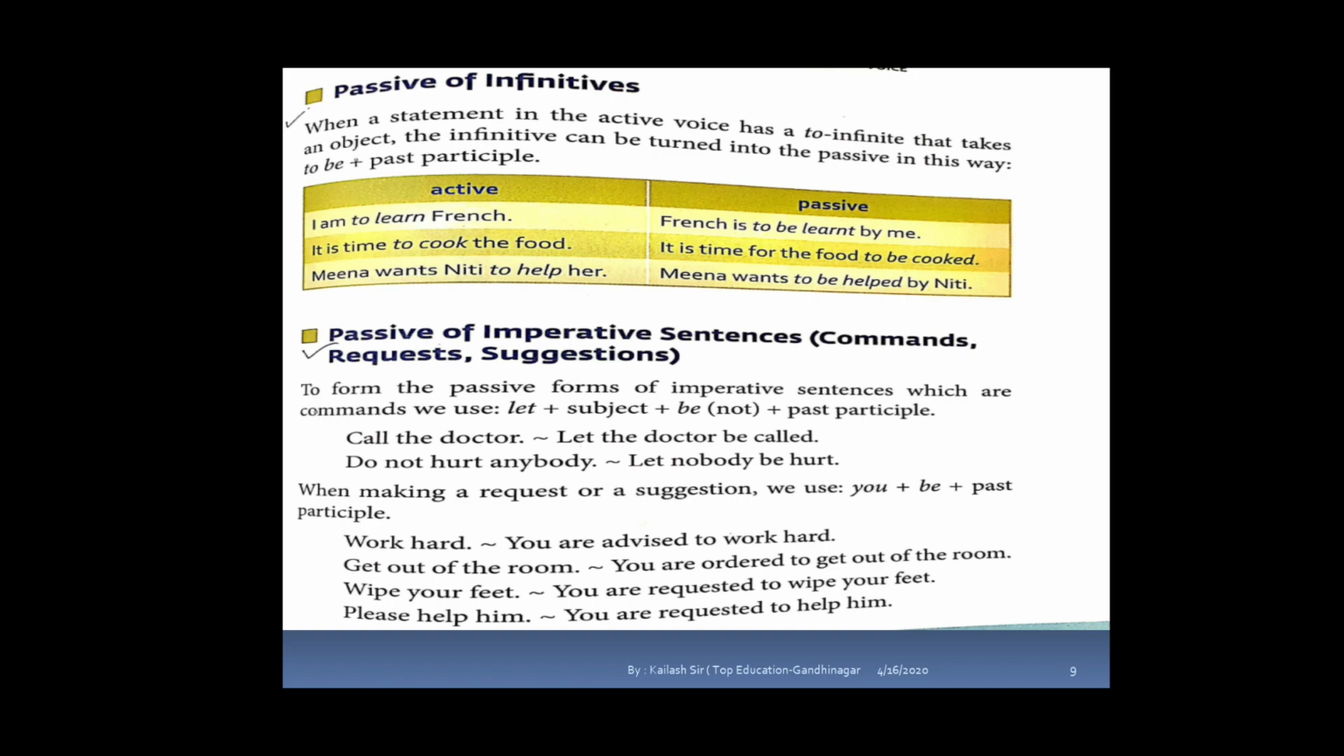Now passive of imperative sentences: commands, requests, suggestions. To form the passive of imperative sentences, which are commands, we use let plus subject plus be. If not is given, use not plus the past participle, that is the V3. Suppose, call the doctor. Let the doctor be called. Do not hurt anybody. Let nobody be hurt.